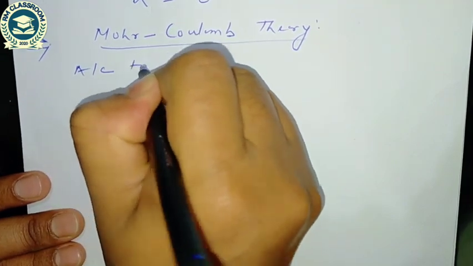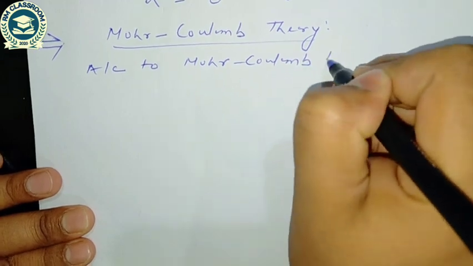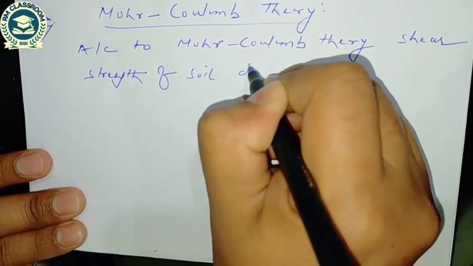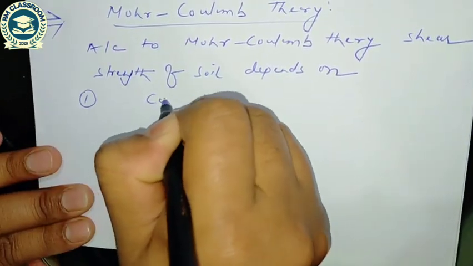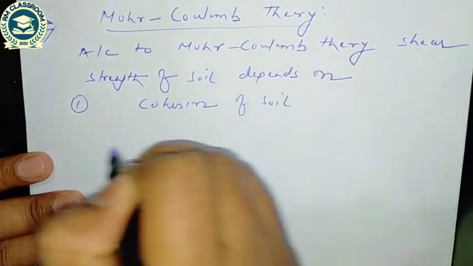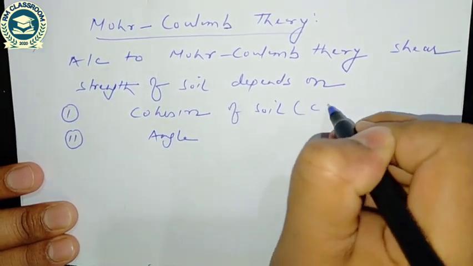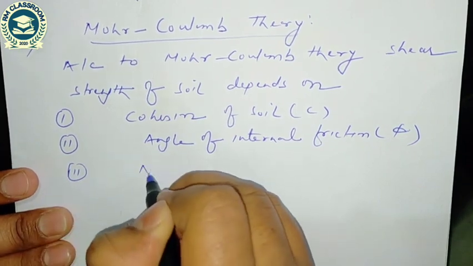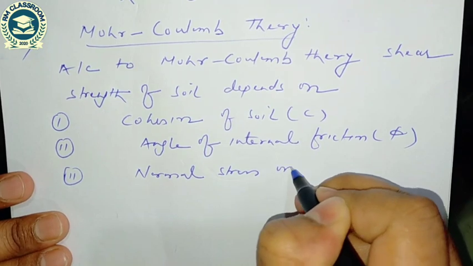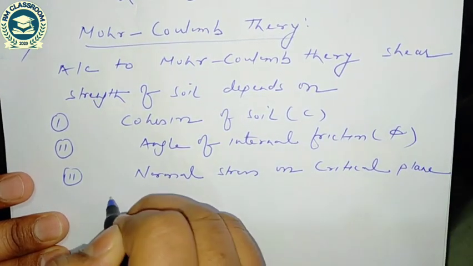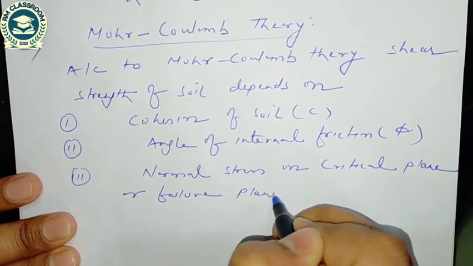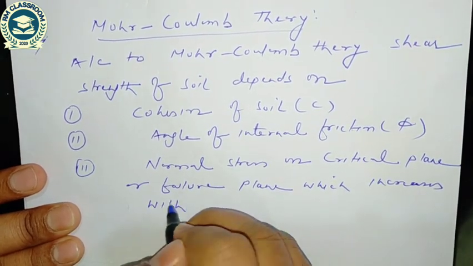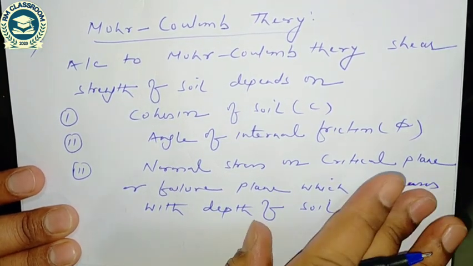So according to Mohr-Coulomb theory, shear strength of soil depends on cohesion of soil, angle of internal friction phi, and the normal stress on the critical plane or failure plane, which increases with depth of soil.